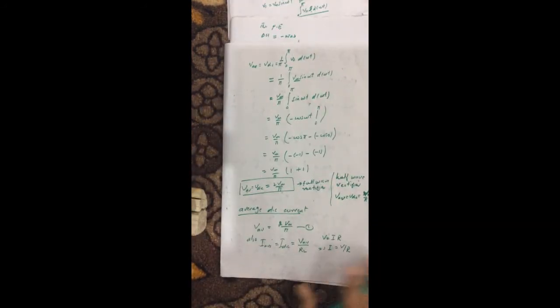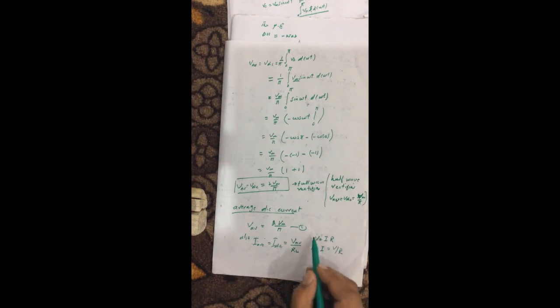Where R is the load resistance. This is Ohm's law, and from this we got I is equal to V over R. If I take the average, then I have the average here and I have the average here. So the average current is equal to average voltage divided by load resistance. But average is also represented by IDC. So this is the DC current.